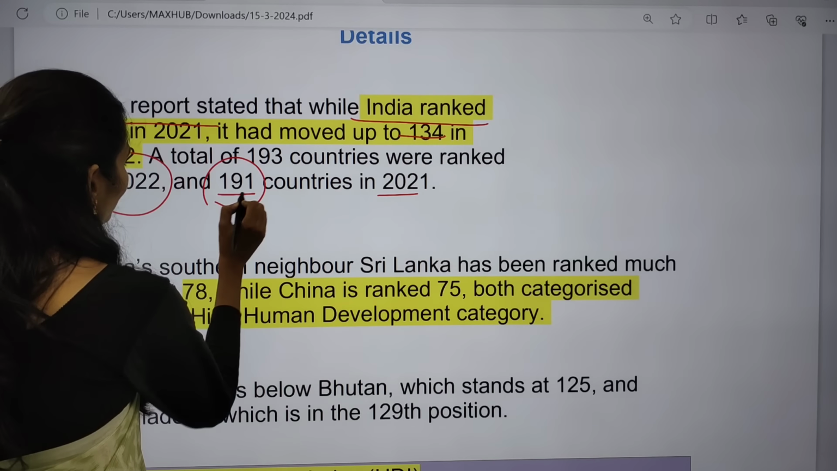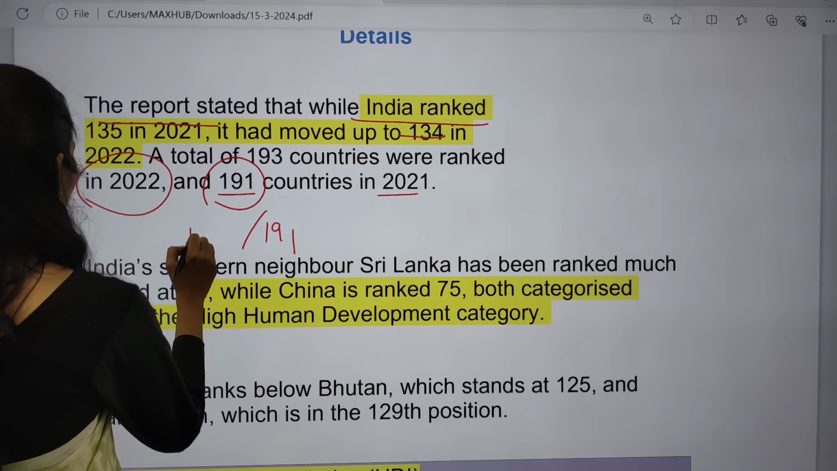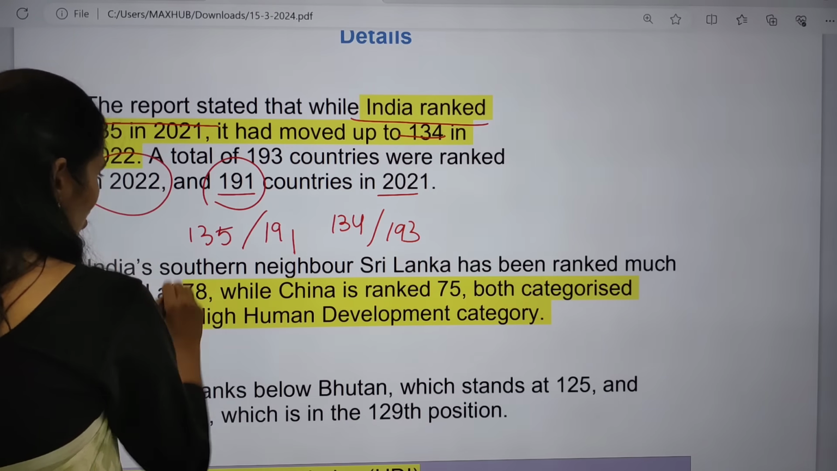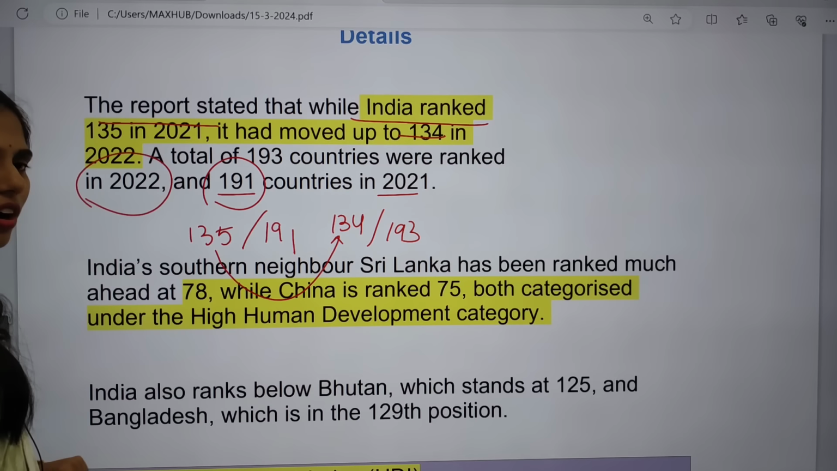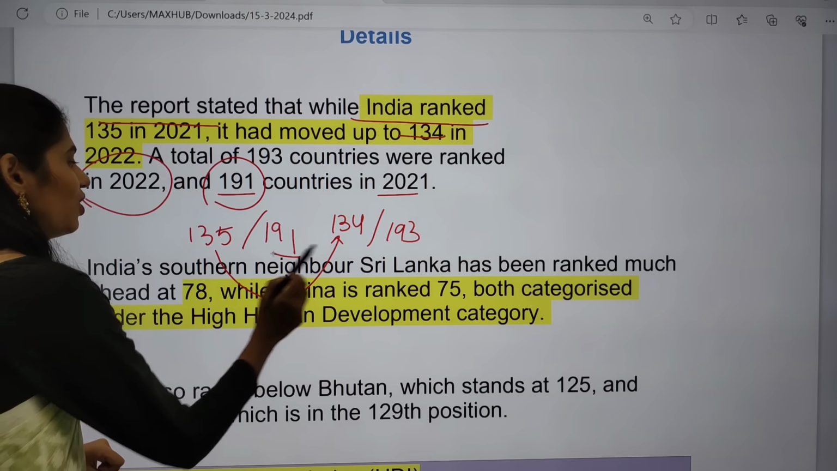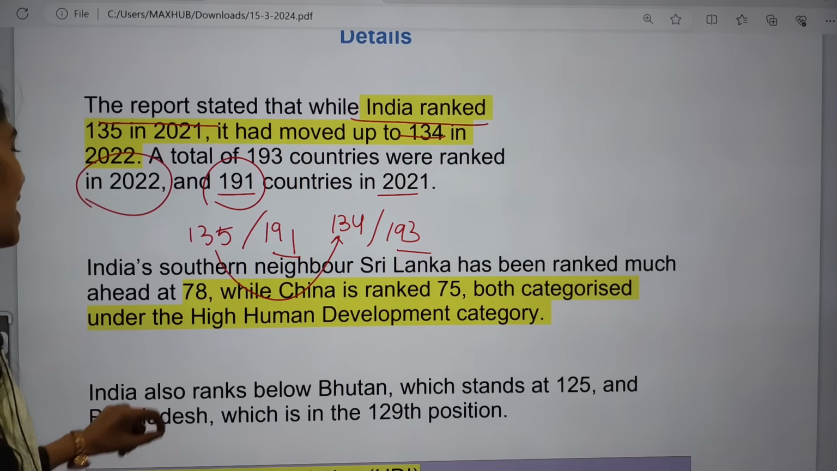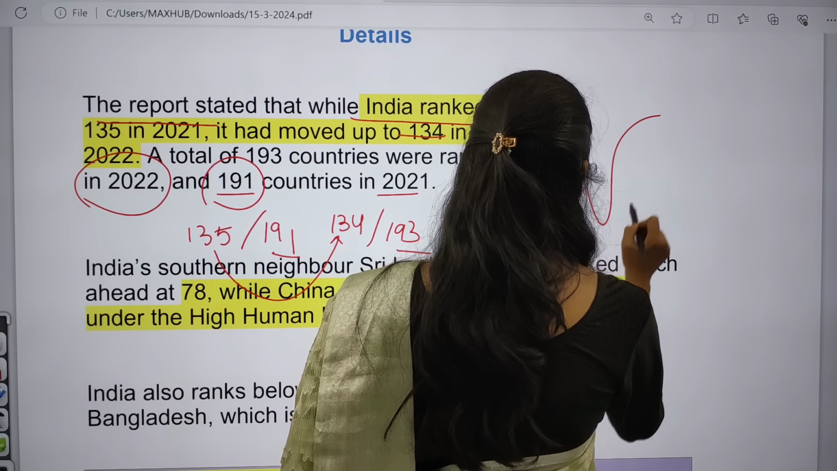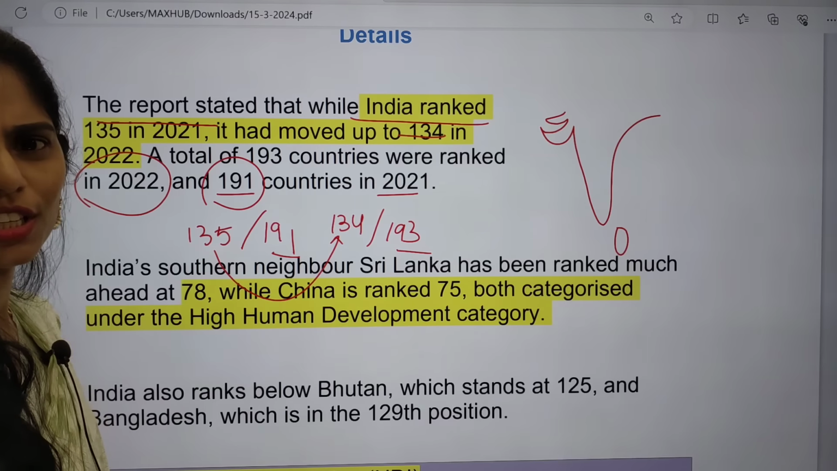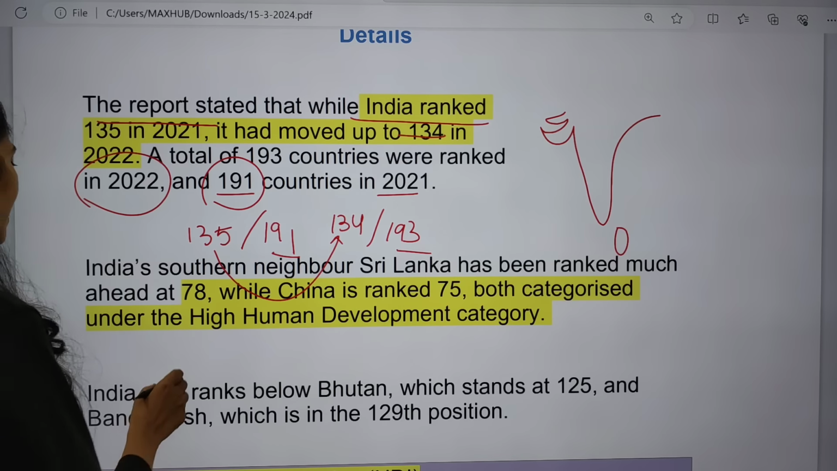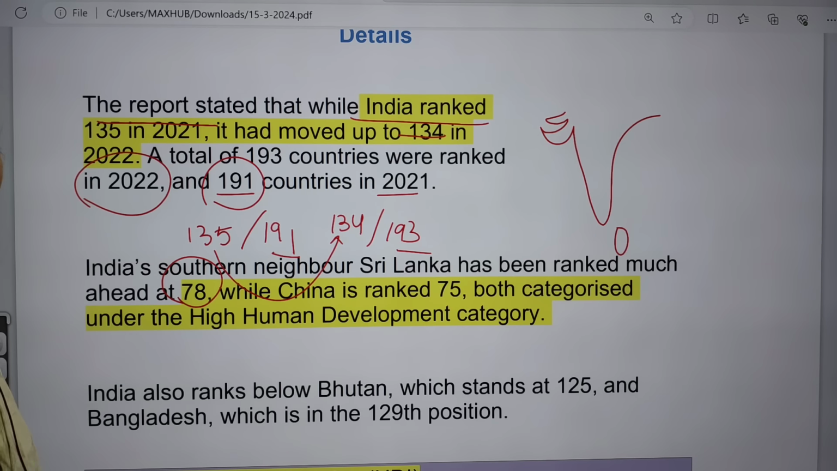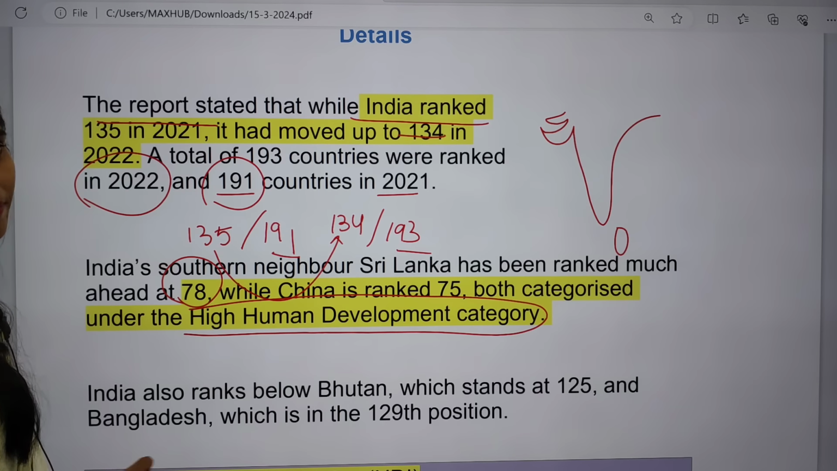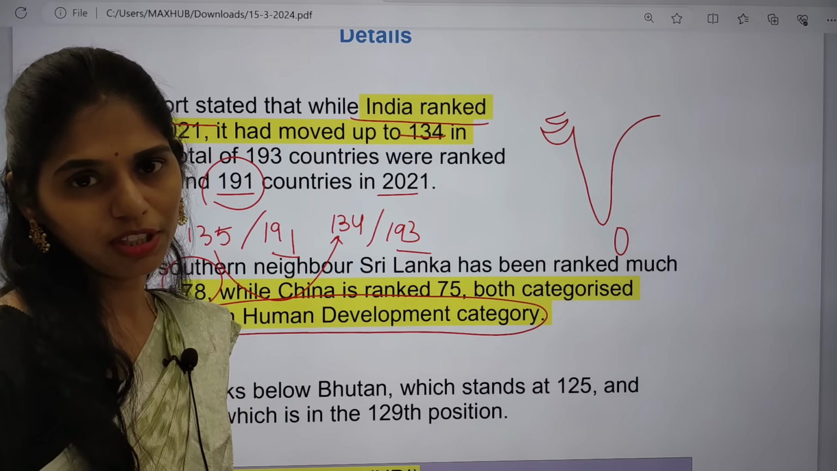Okay, so out of 191, India's ranking is 135, and out of 193, India's ranking is 134. So can I say there is improvement or not? See this denominator. India's southern neighbor, that is the small island nation Sri Lanka, it is like a teardrop, right? Sri Lanka has been ranked 78, and the dragon country ranked 75. So they are in the high human development category, but India is not that much.